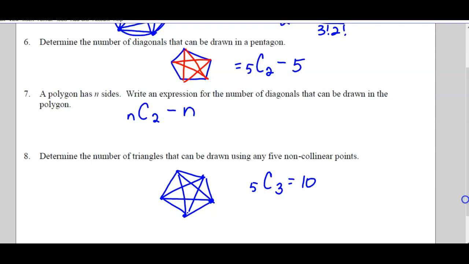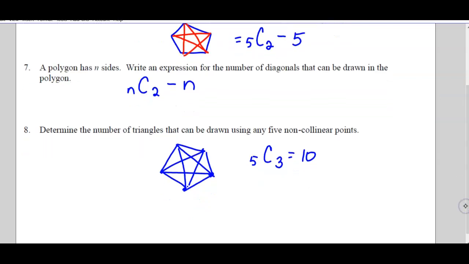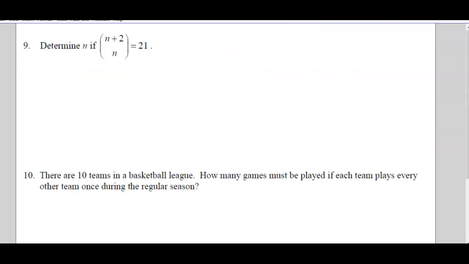Okay, I'm going to leave question 9 because that's kind of similar to ones that we've already done. Remember that bracket notation is just another way of combinatorics. So I'm going to leave that for you to do.